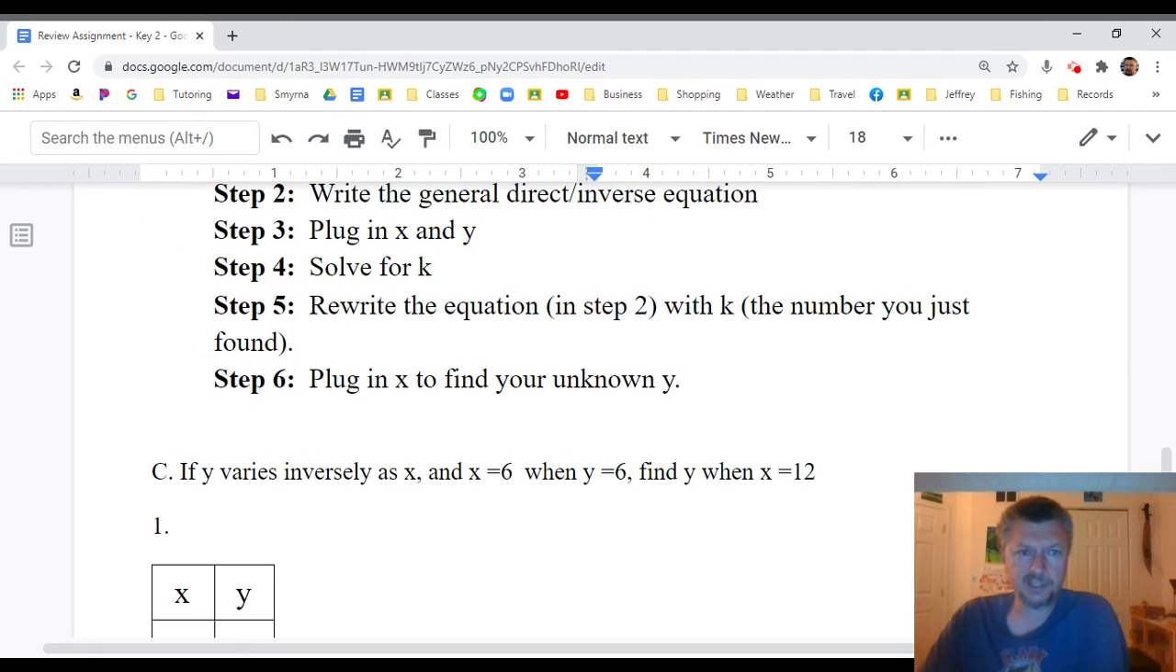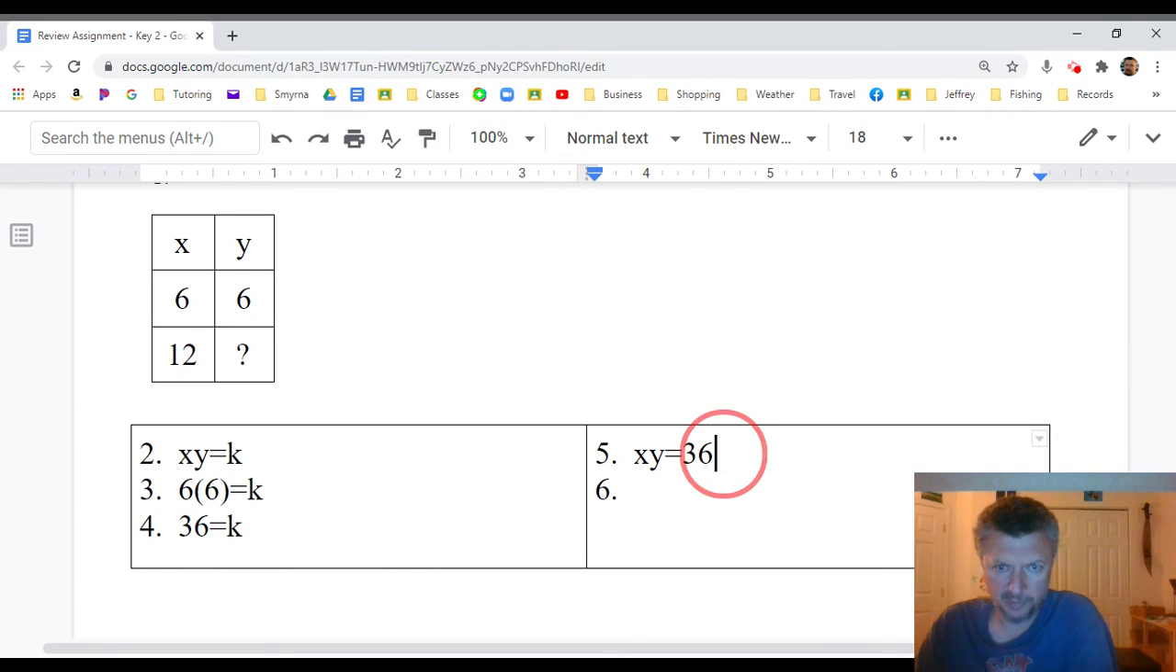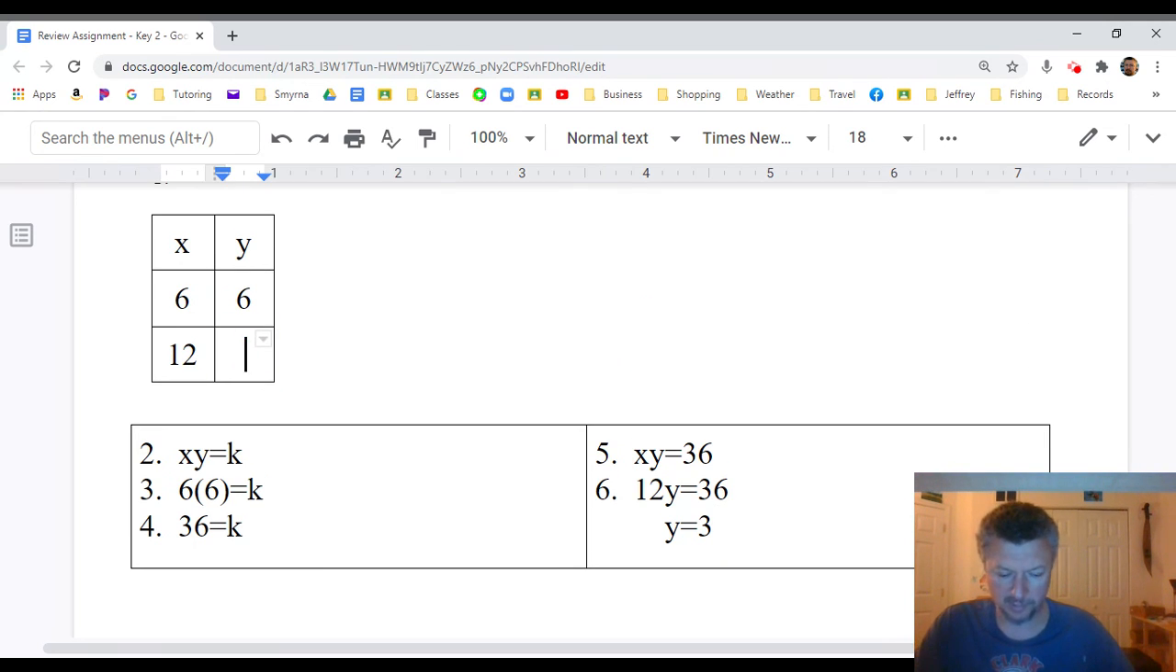Almost done now. Step 6. Plug in x to find your unknown y. X is 12. What's y? Okay, well, here's x. We're going to plug it into here. X is 12. We don't know y, but we know 12y equals 36. And we know that's 12 times y. And the opposite of times is divide. So if you divide both sides by 12, 12 goes away on the left side. That's why we do it. And 36 divided by 12 is 3. All right, we found it. Put it in here.